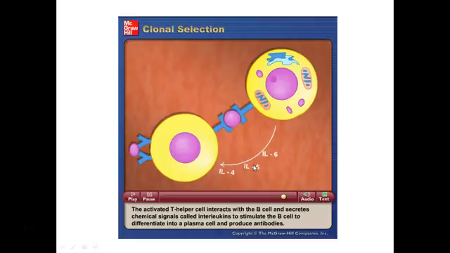And it really depends on the antigen, right? What are we up against? Is IgM going to take care of it, or do we need a little bit more sophisticated assault on the bad guy?